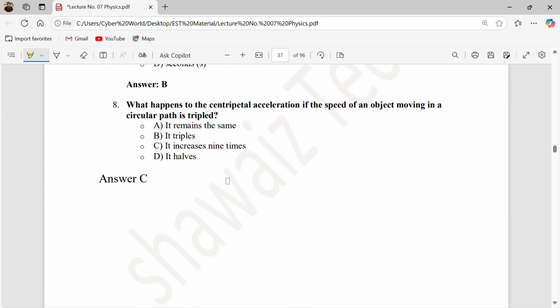What happens to the centripetal force if the speed of an object moving in a circular path is tripled? Now velocity becomes 3 times. We know the formula F equals mv squared divided by r. So if v becomes 3v, then 3v squared becomes 9v squared, which means the centripetal force is increased by 9 times. So the answer is 9 times.